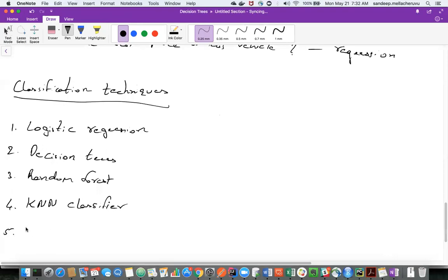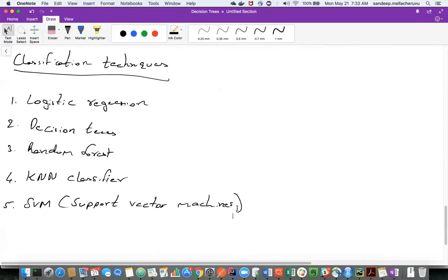Then we'll also talk about SVM, which is a short form for support vector machine. Don't get too worried about the name. The name itself is very big, but support vector machine is a very easy technique. Yeah, I think these are what we'll talk about in classification.